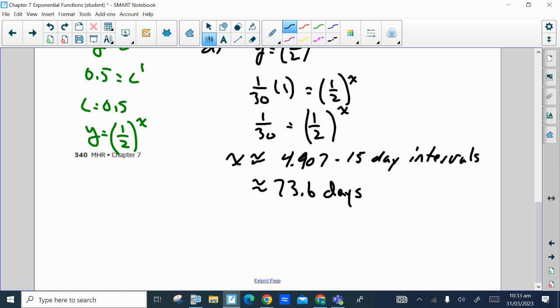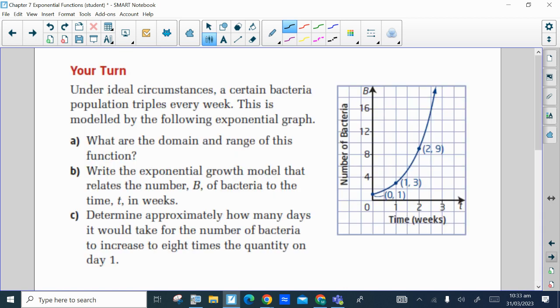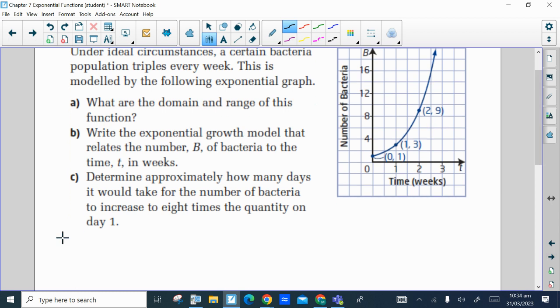Okay? This next example, under ideal circumstances, a certain bacteria population triples every week. This is modeled by the following exponential graph. Again, we want to state the domain and the range of this graph. Our domain will be from 0 to positive infinity. Unless the conditions change, this bacteria will just continue to grow.